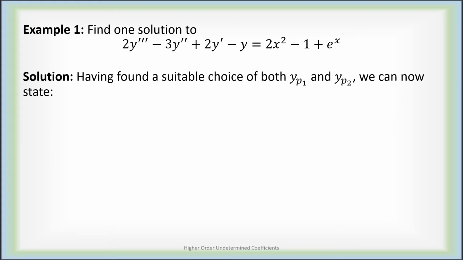So we have now found a suitable choice for both yp1 and yp2. So all we have to do, remember by the superposition principle, is add them together. For yp1, we had negative 2x squared minus 8x minus 5, and for yp2, 1/2 x e to the x. So here is one particular solution to the differential equation as stated in the problem.